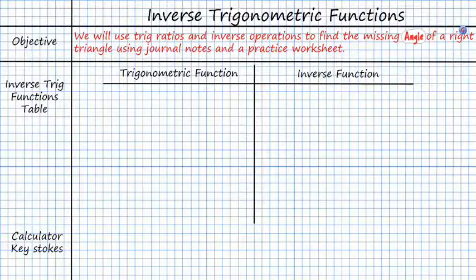Our objective today is that we will use trig ratios and inverse operations to find the missing angle of a right triangle using journal notes and a practice worksheet.